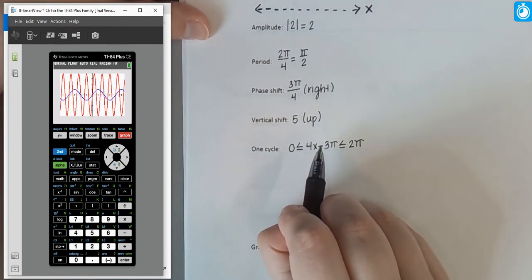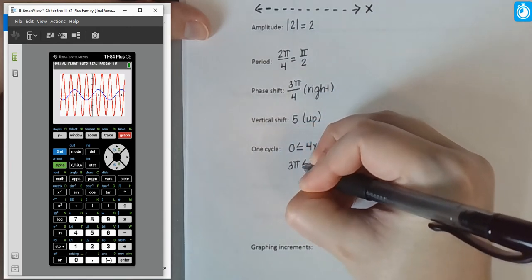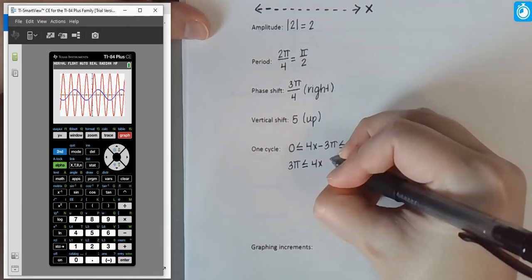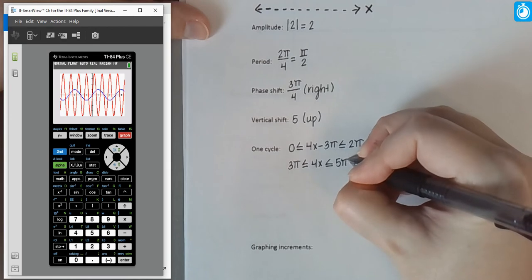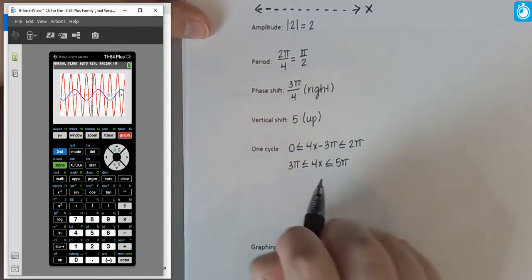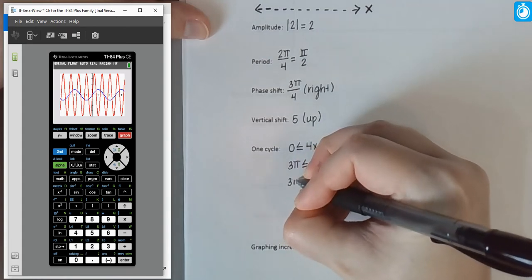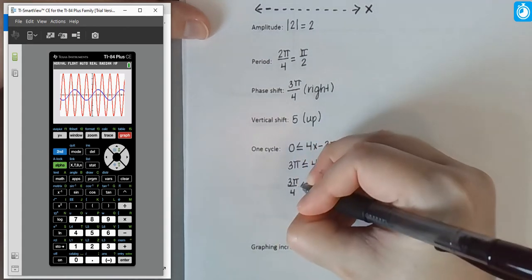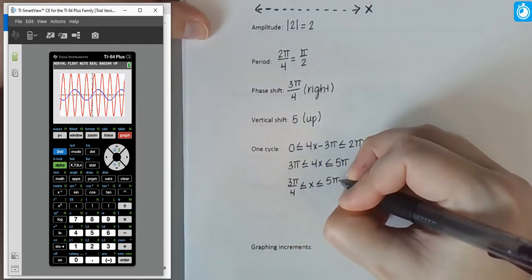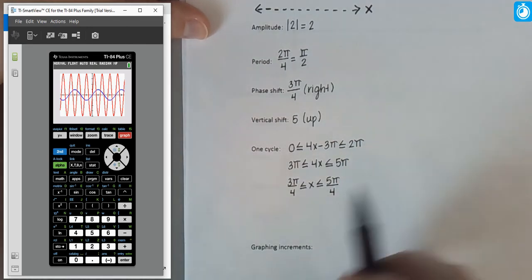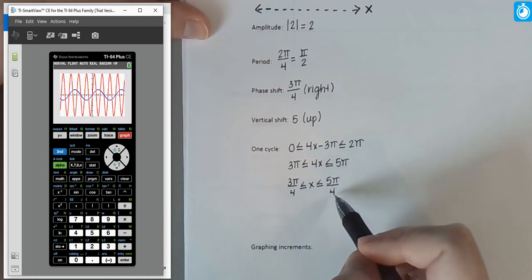So I'm going to solve for x, add 3 pi to all 3 sides. So that's going to be 3 pi is less than or equal to 4x. And then 2 pi plus 3 pi is going to be 5 pi. Okay, and then divide all 3 parts by 4. So that's going to give us 3 pi over 4, and then x, and then 5 pi over 4. So this is where our graph is going to start, and this is where our graph is going to end.